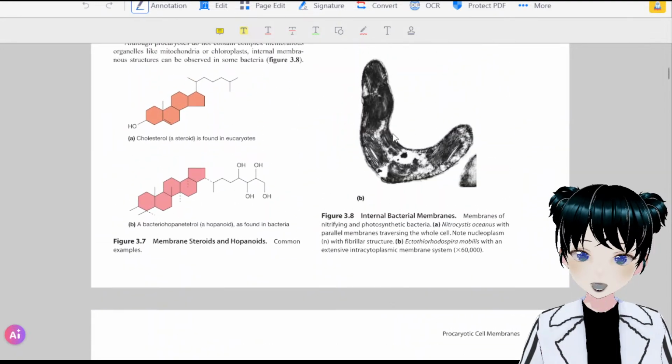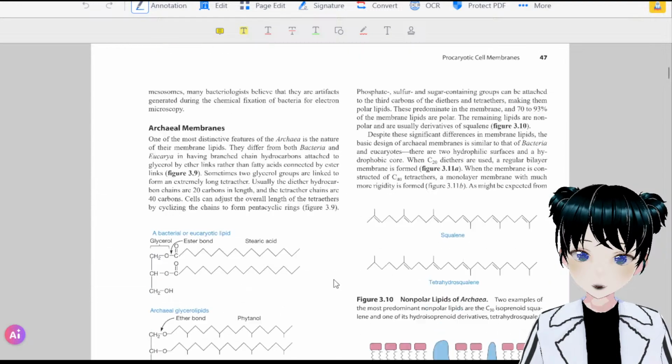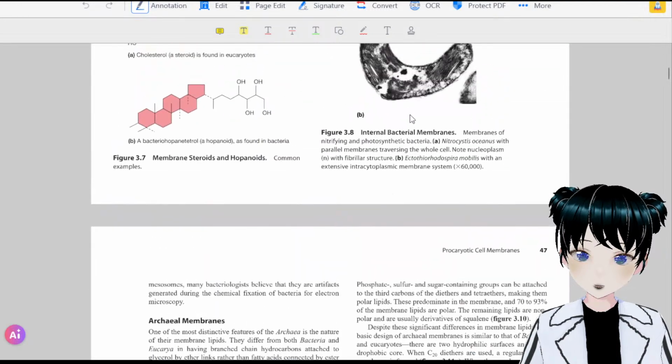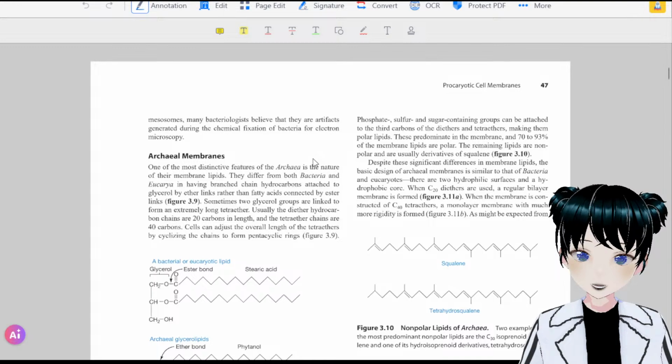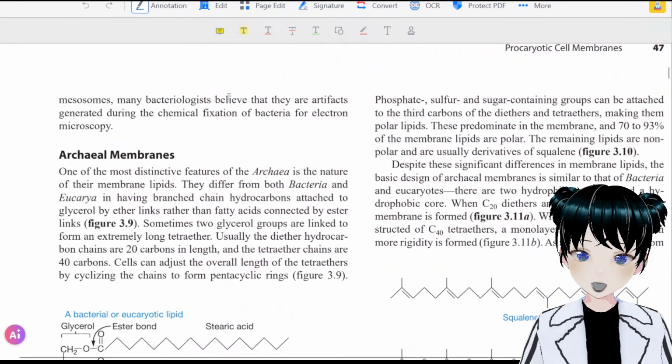Anyway, I did say I will go back to that, but I don't think there is any need for it. This is just an example of some bacteria that have these membranous structures. Now, many biologists believe that they are artifacts generated during the chemical fixation of the bacteria for electron microscopy.